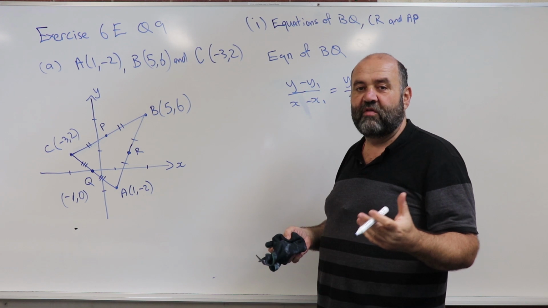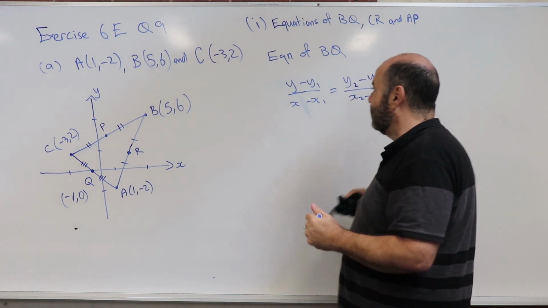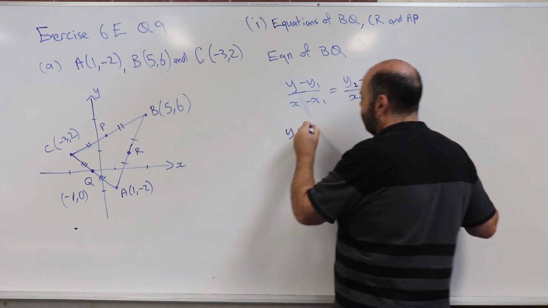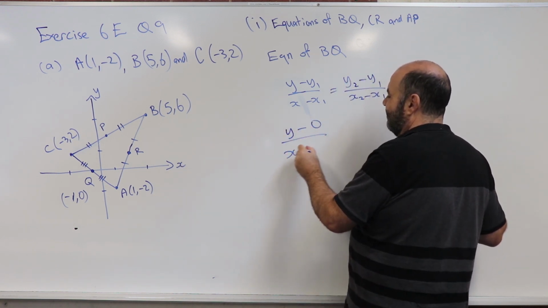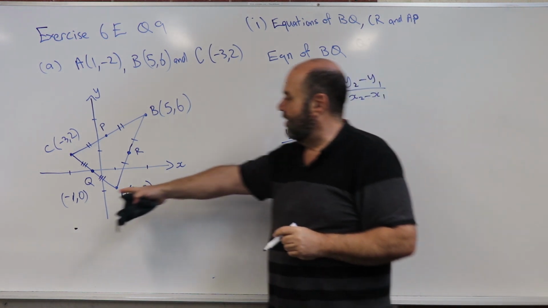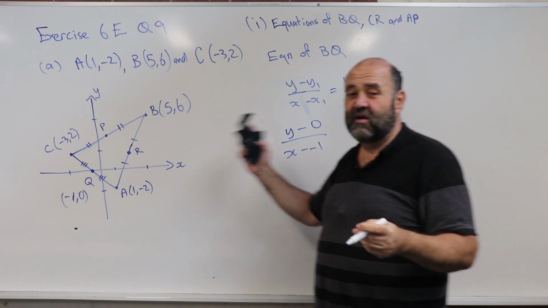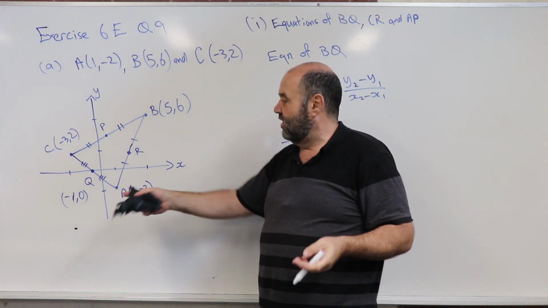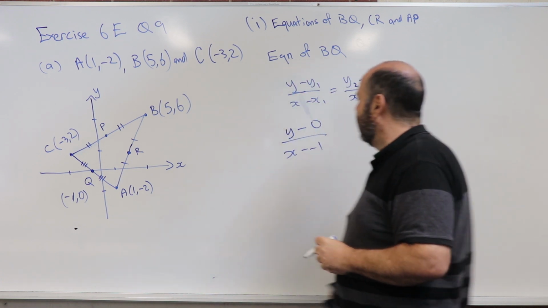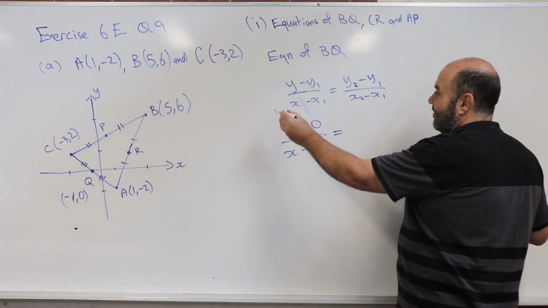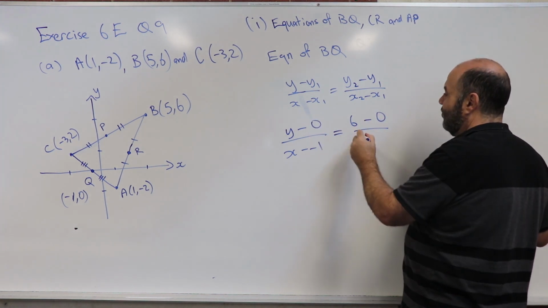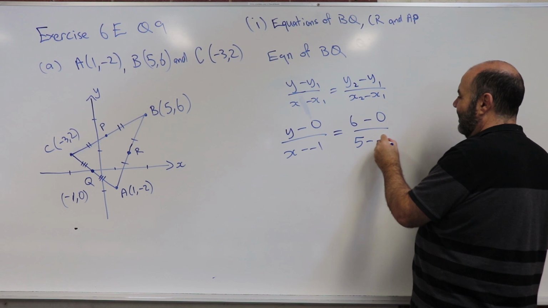Carefully substituting them into the formula for the equation of a straight line. So I've got y minus 0 over x minus -1. So I'm using Q as my x1, y1. It doesn't really matter, it's completely interchangeable. I'm just using this one because I like the fact that there's a 0 there, it'll get me out of trouble pretty quickly. Equals y2 minus y1 over x2 minus x1.